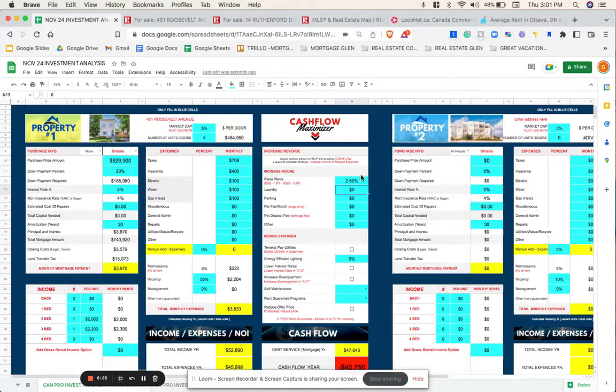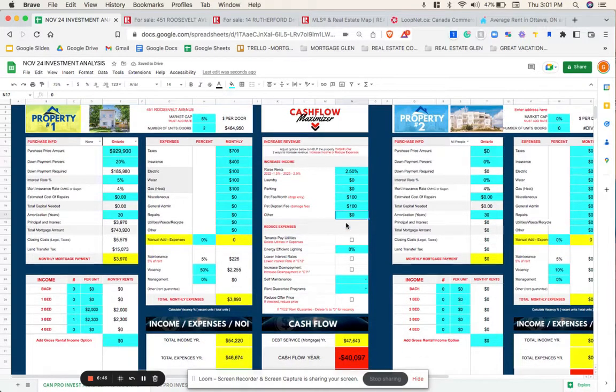Laundry, more than likely they have their own laundry machines. You can't really generate laundry income from that. There are 4 parking spots, but you're probably not going to charge for parking. Pet fee, okay, let's say one of the units has a pet. We're going to charge $100 a month for that, for the dog only, no cats, and $100 deposit fees in case they damage the property.